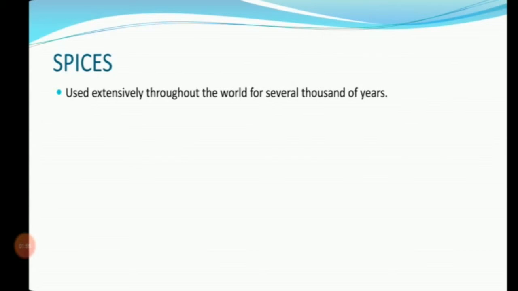Next we discuss spices. Spices have been used extensively throughout the world for several thousands of years. These days we think that people only use spices for making biryani and some other food items. But spices have been used for thousands of years. Some records show garlic and onion were used over 2,500 years back.